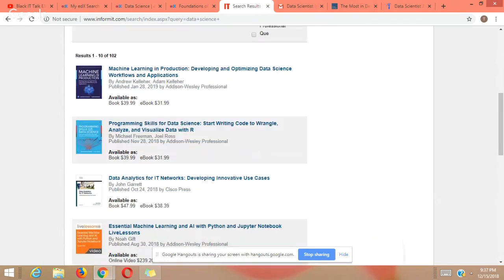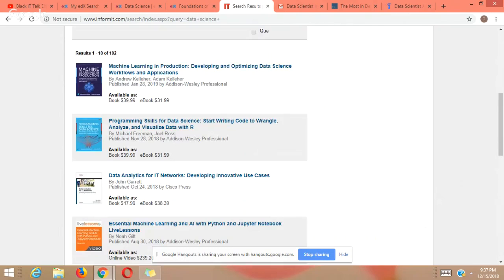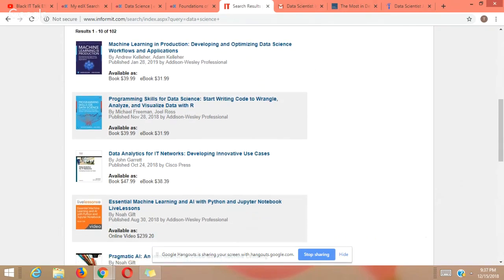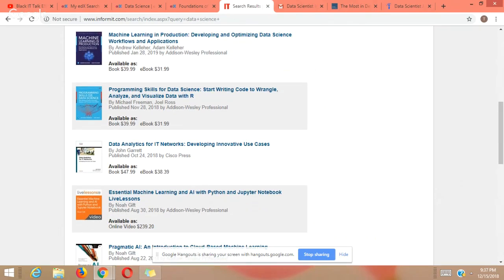Machine learning and production. The way a data scientist cuts down on their time is that they use machine learning to go out and fetch data and construct it for themselves, so they can do other things. Programming skills for data science: you need to know how to use Python.